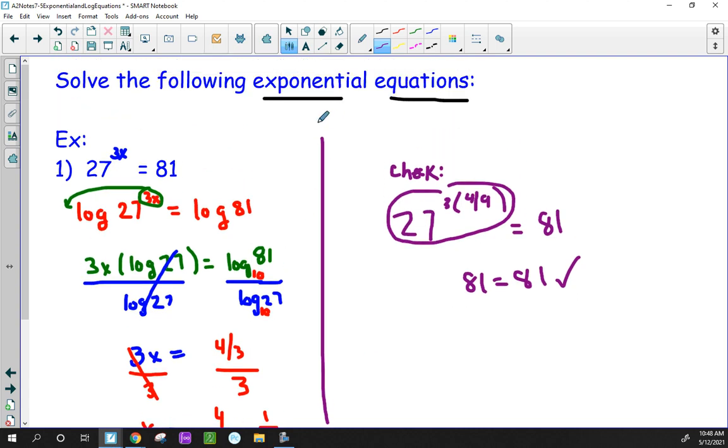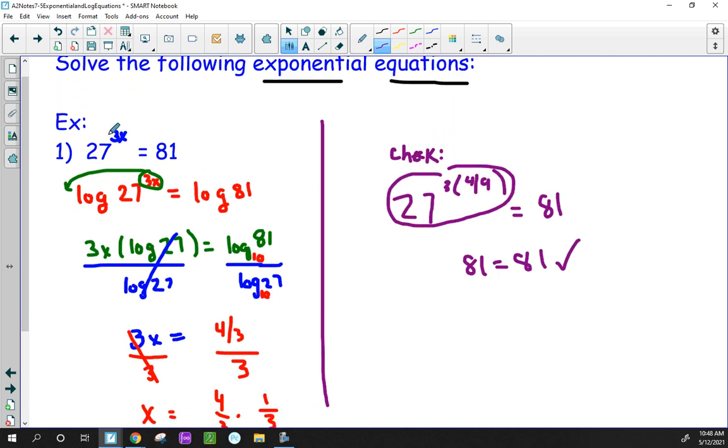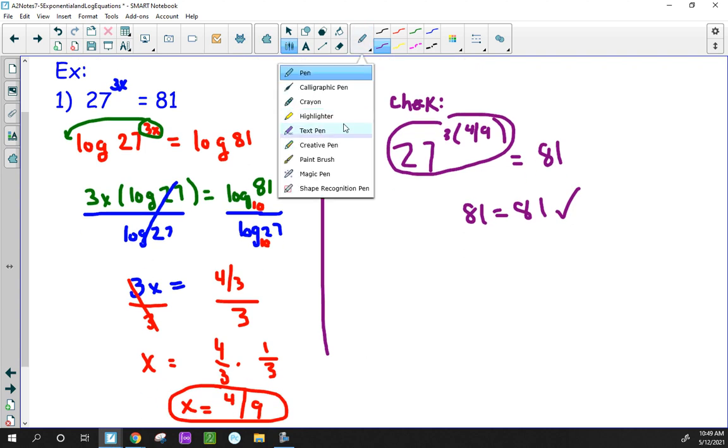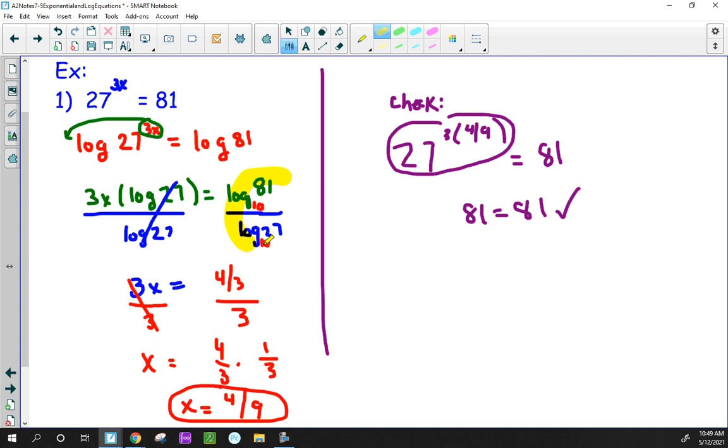So game plan, when you have an exponential equation, you are going to put log base 10 on both sides. You're going to use the properties of logs. In my case, I had to take the exponent and move it to the front, so it's 3x times log of 27 equals log of 81. I then had to divide through by log of 27, move it to the other side. I had to evaluate this problem that I'm highlighting right now. I ended up getting 4/3 for that answer, and then I had to divide by 3.